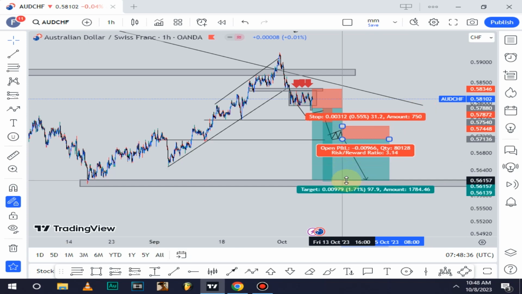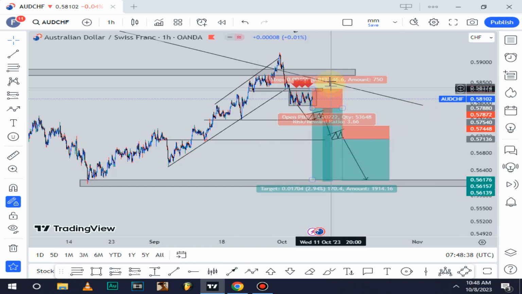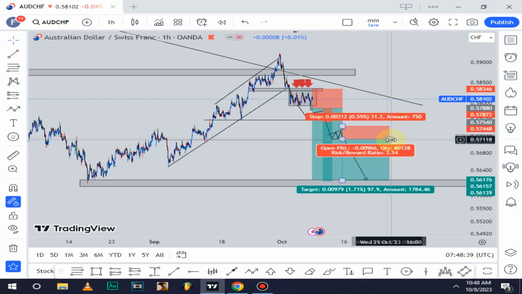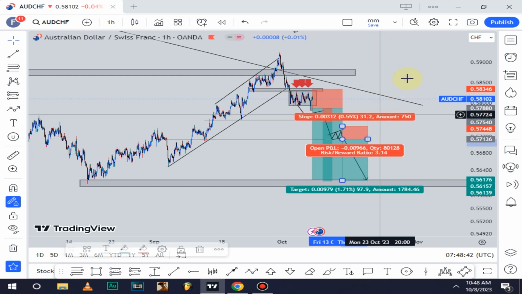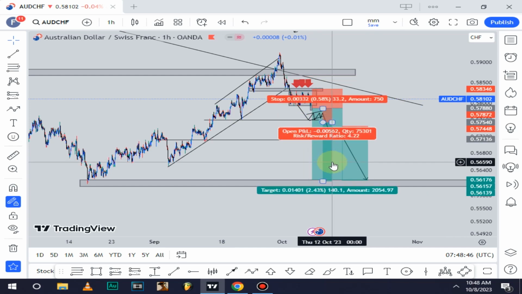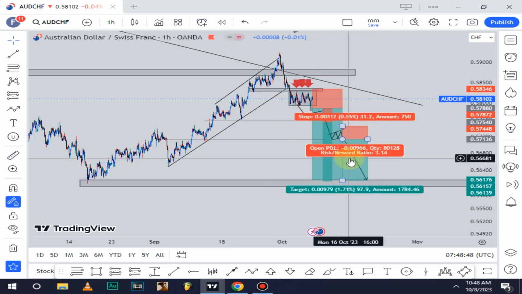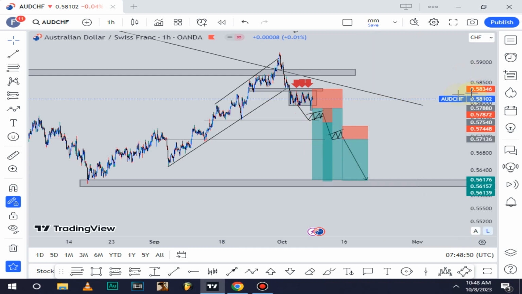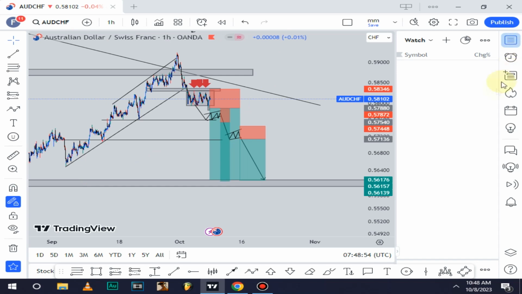So this might be a very good swing trade, right? We have 1, 2, 3. Probably you might get more than that. All right, so generally that should be 170 pips, but if you scale in, you can get plus 140 and plus another 97 pips, if the market continues dropping. So Aussie Swiss franc should be in my watch list, pure price action.